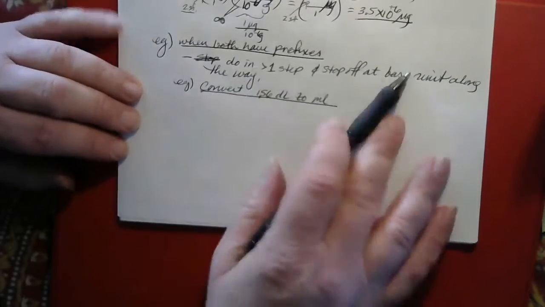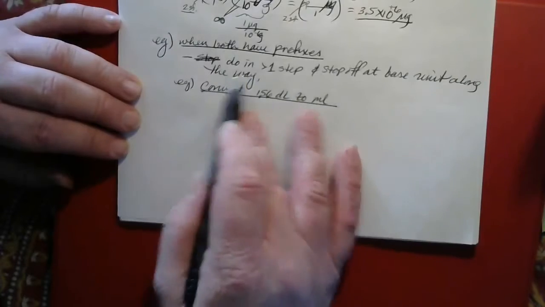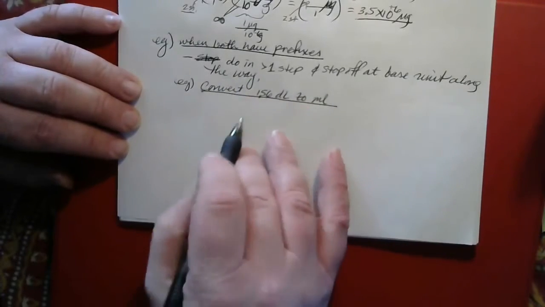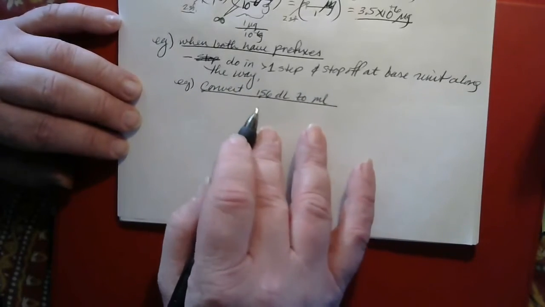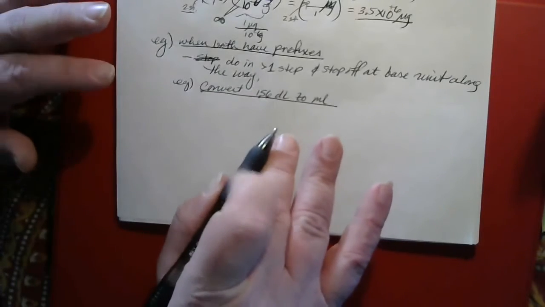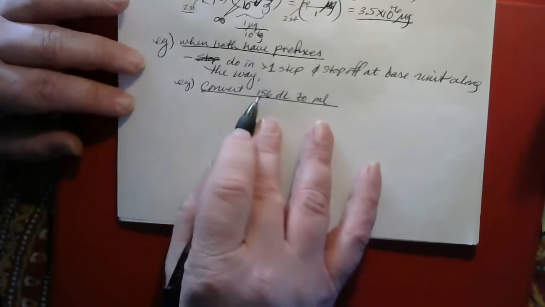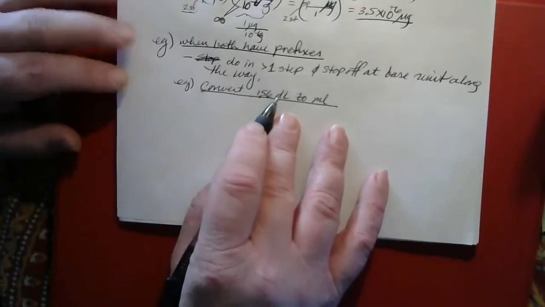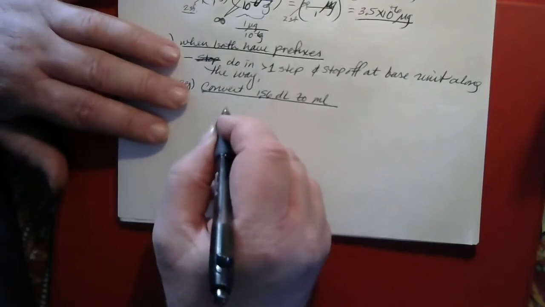If you do it the way I suggested, doing it in more than one step and stopping off at the base unit along the way, then it's pretty hard to mess things up. All you have to do is know the values for the prefix deci and milli in this case.